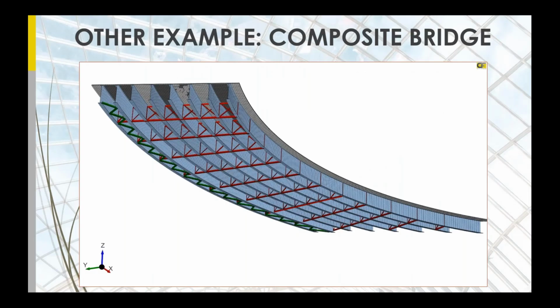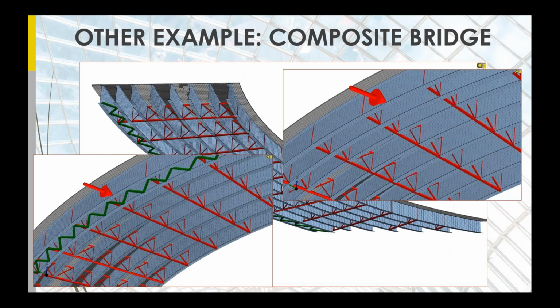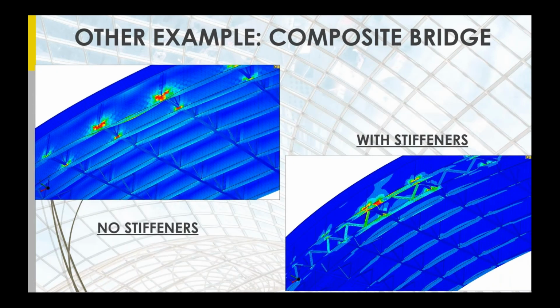In this case, we have performed other examples, composite bridges. Okay, in this case, an impact from one side of the bridge was applied. Two different configurations, one without bracings on the right and one without bracings on the left. Here you can see the green beams, to improve the behavior of this composite bridge for lateral impacts. And here you can see the comparison of one bridge with stiffeners and without stiffeners.